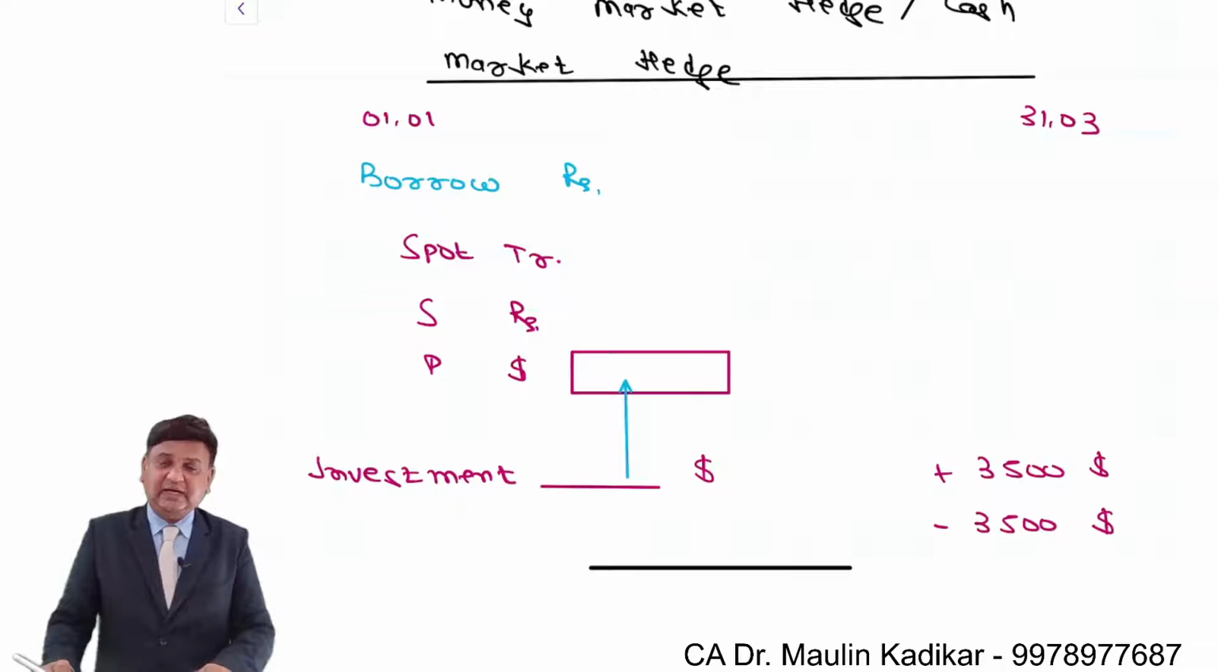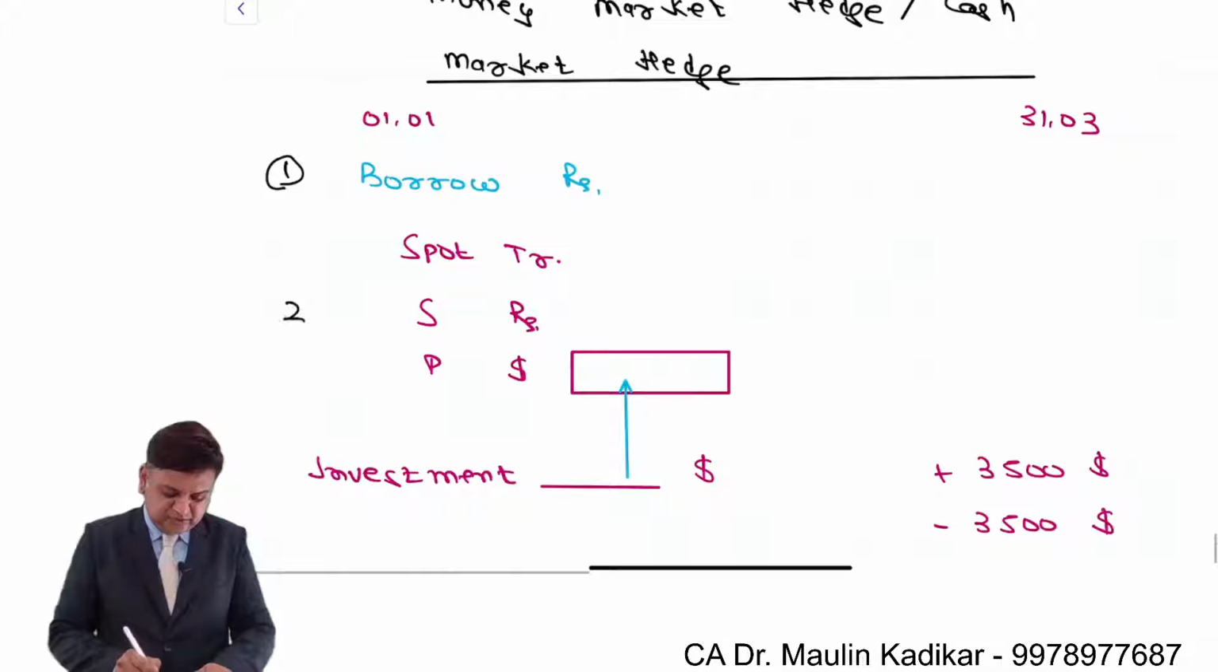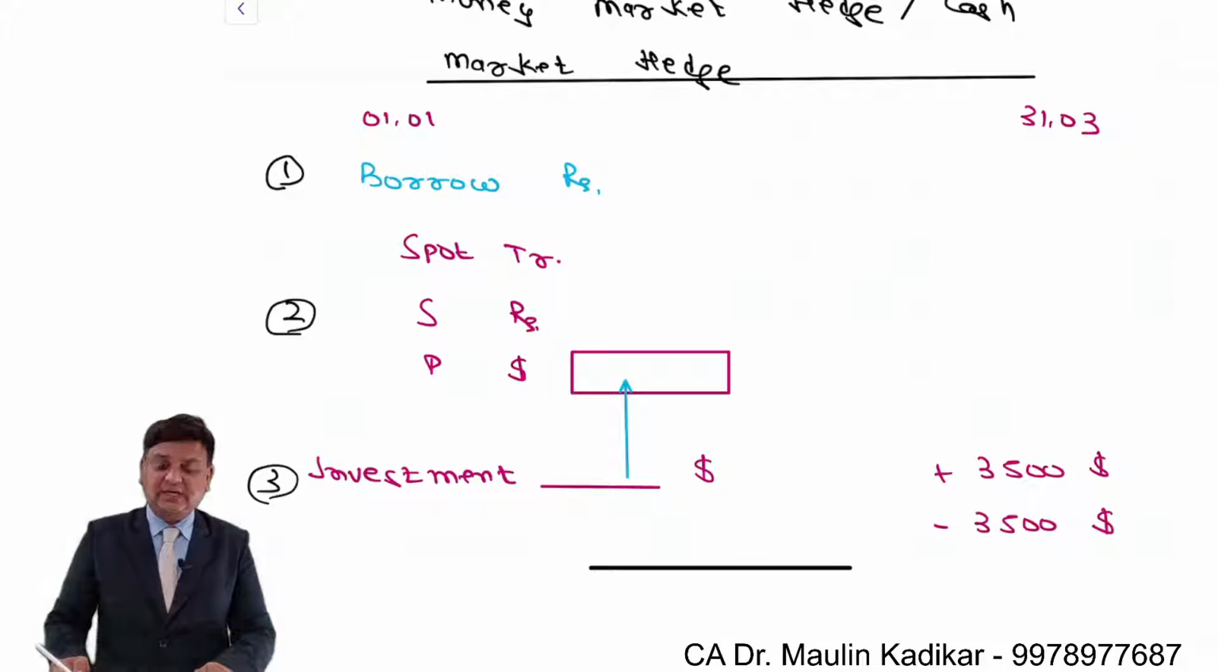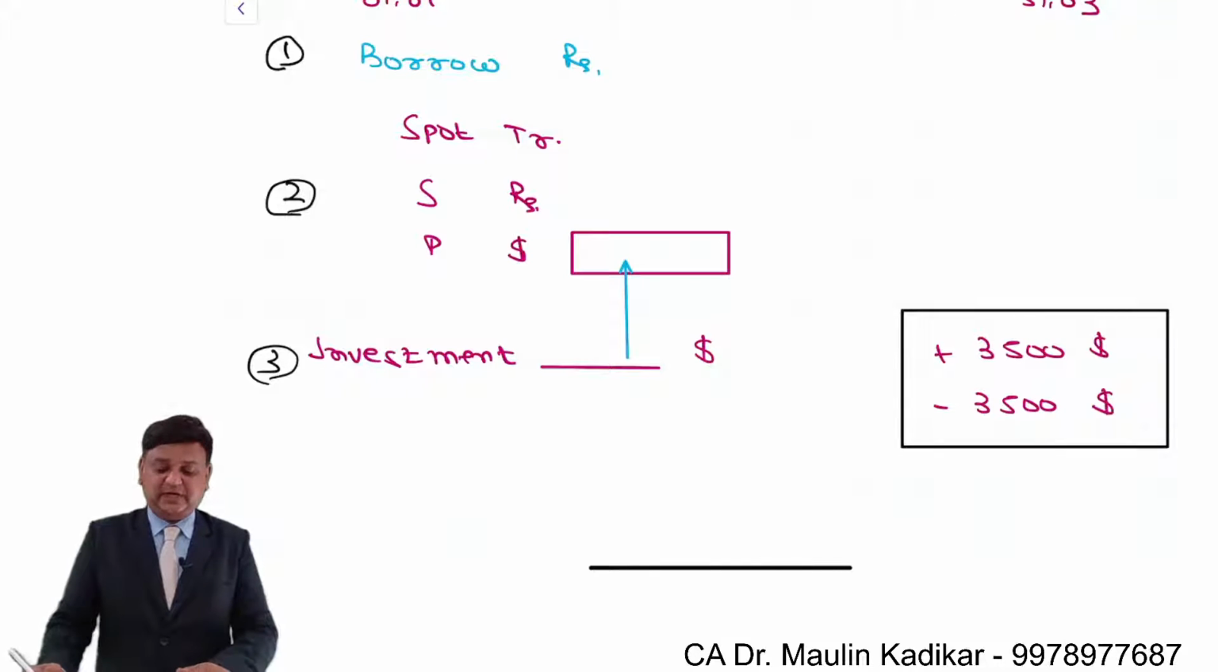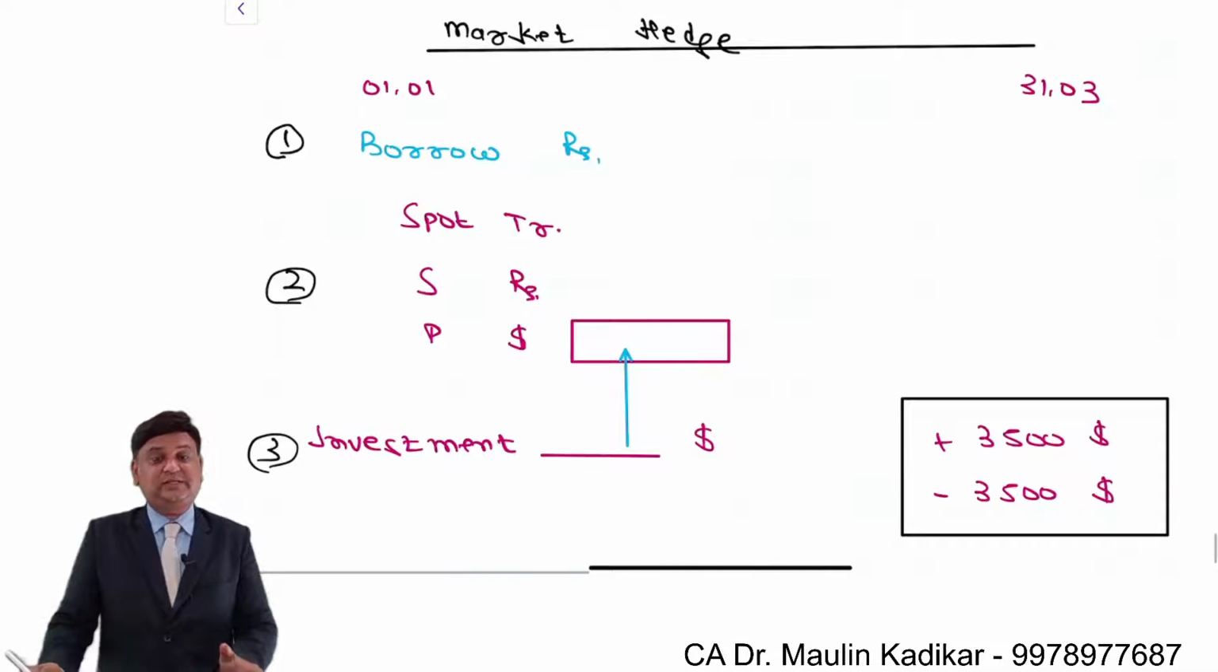So what I have to do? I have to borrow rupees, sell rupees and purchase dollar, and I will make investment in dollar currency. So that my maturity amount of the deposit will be $3,500, which is equal to the amount which I have to pay. So there is no foreign exchange risk. Oh, thank God, I am saved.